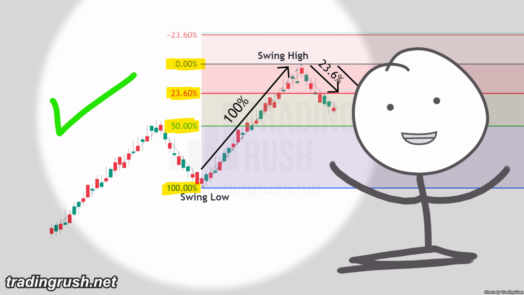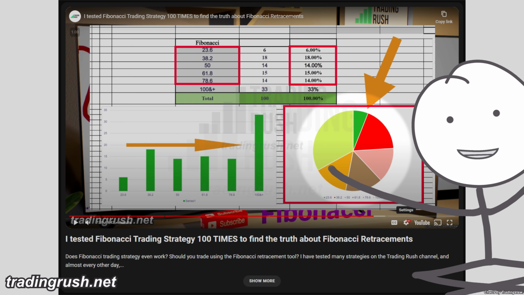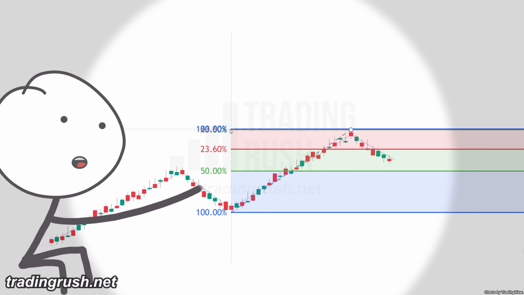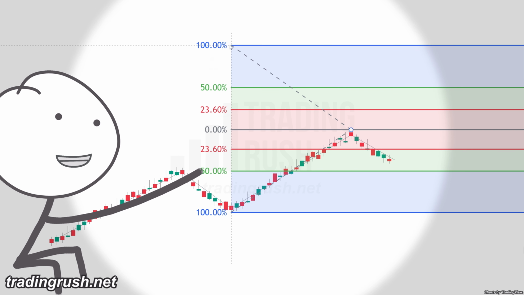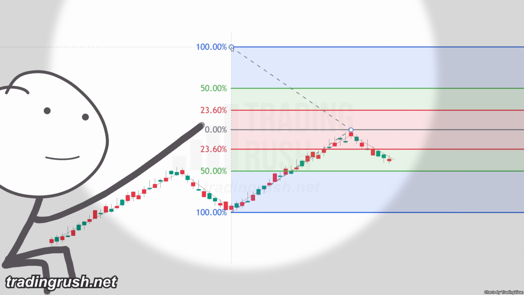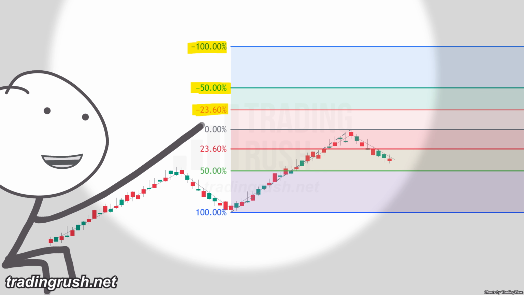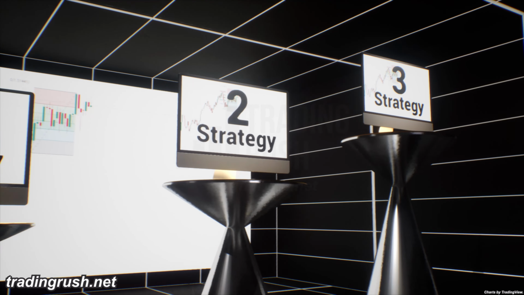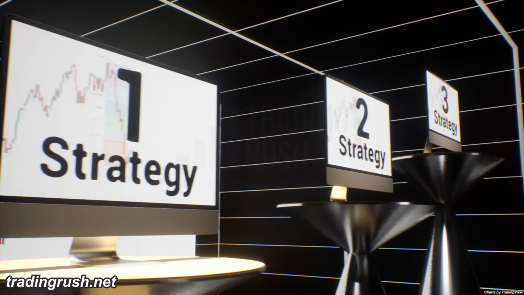My Fibonacci trading strategy is based on the Fibonacci tool and not the Fibonacci numbers, which don't actually work according to the data. What about the negative numbers? When I used negative numbers such as minus 23.6%, minus 50%, and minus 100%, the Fibonacci tool basically copy-pasted itself, but upside down. How was this helpful to me? Let's go through the 3 strategies and what problems they solved for me one by one.